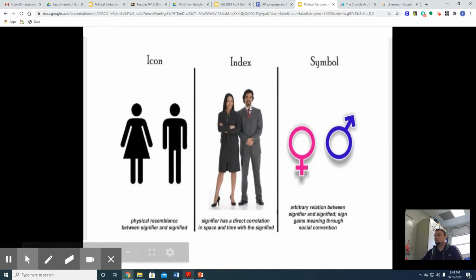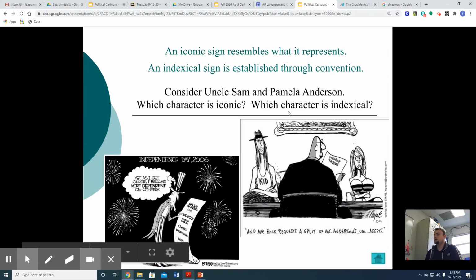See, index, the representation is meant to represent the actual item. So you have a female and a male right there, and then of course you have the universal symbols for male and female. All right, so moving on. I'm gonna hide the tools here.